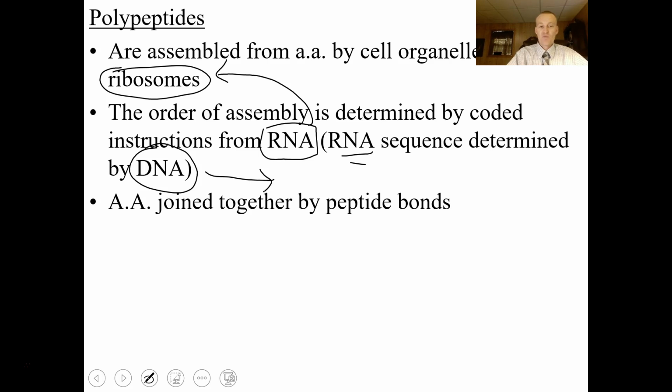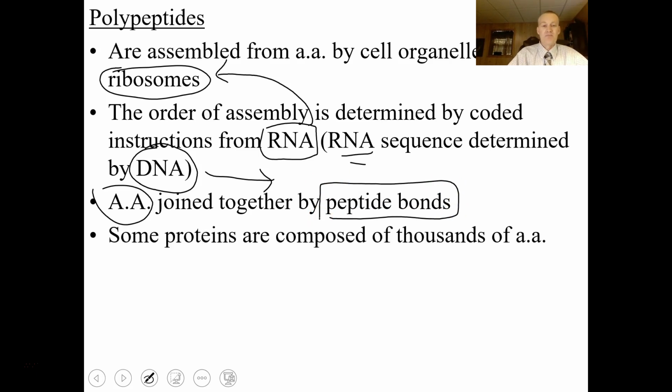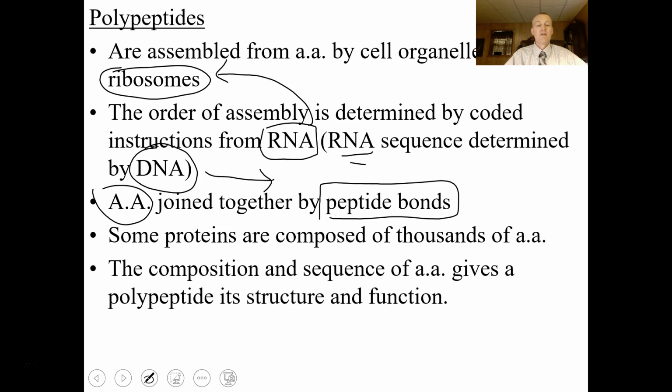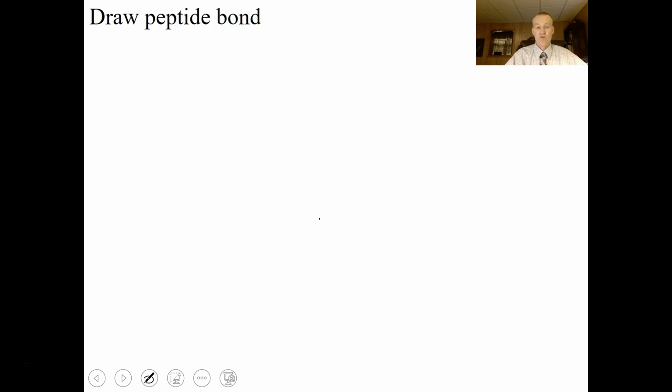Of course, we have different DNA and different mutations that create different proteins and give different people different kinds of properties. The amino acids are joined together in a very specific sequence to build proteins, and we attach those in what we call peptide bonds. Some proteins are composed of thousands and thousands of amino acids attached together in a particular sequence. Other proteins have smaller numbers of amino acids. So the composition and sequence of amino acids gives the protein its structure and therefore the function that it performs.